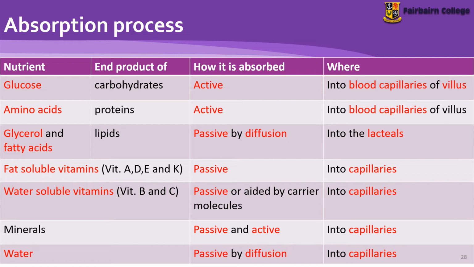In order to differentiate how different nutrients are absorbed by the small and large intestine, we've placed the nutrients into a table to easily see how each nutrient is absorbed. Glucose is the end product of carbohydrates and is actively absorbed. This means it requires energy. It is absorbed into the blood capillaries of the villus. Similarly, amino acids, the end products of proteins, are actively absorbed into the blood capillaries of the villus.